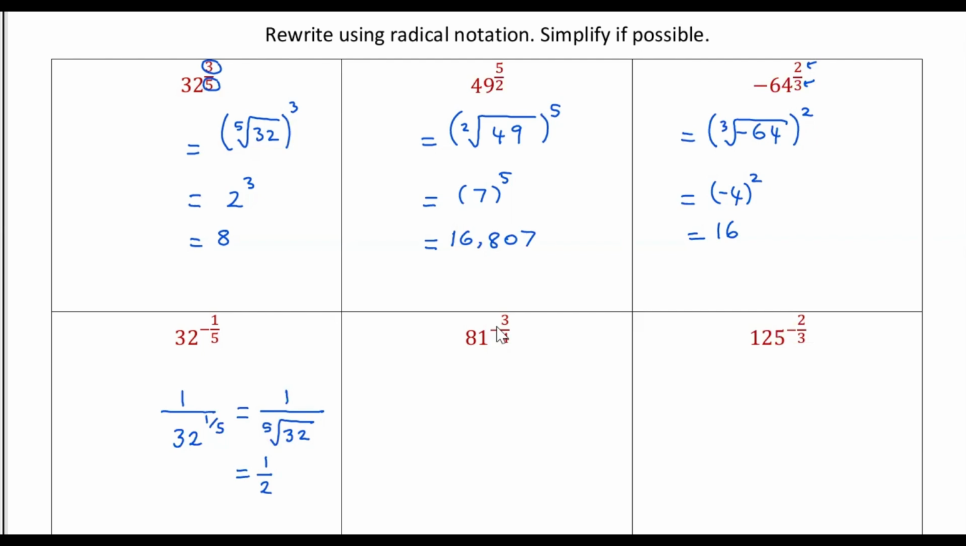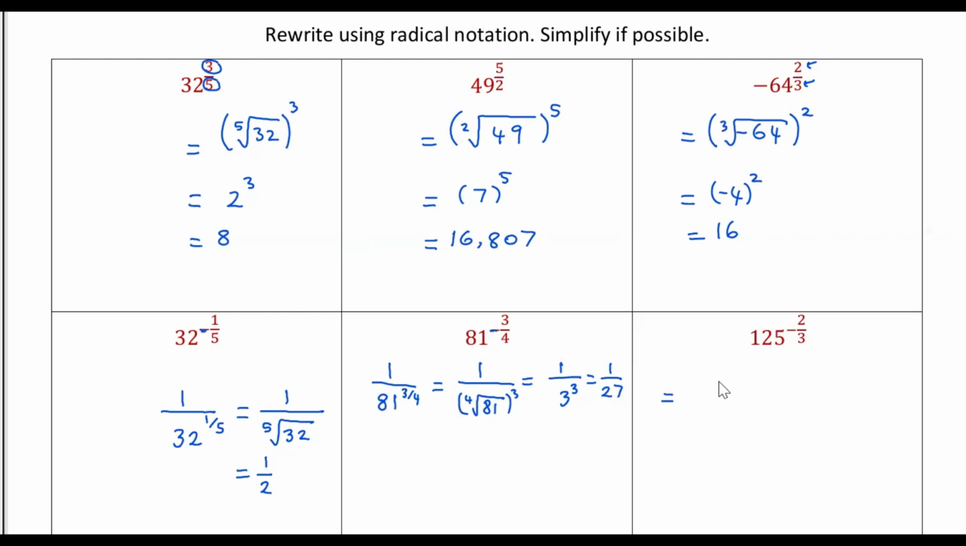In the second example, we also have a negative exponent, which we can write taking the reciprocal of the base. So 81 raised to the power 3 over 4. Let's rewrite using radical notation. Take the fourth root of 81 and cube it. The fourth root of 81 will be 3. So we have 1 over 3 cube, which will give us 1 over 27.